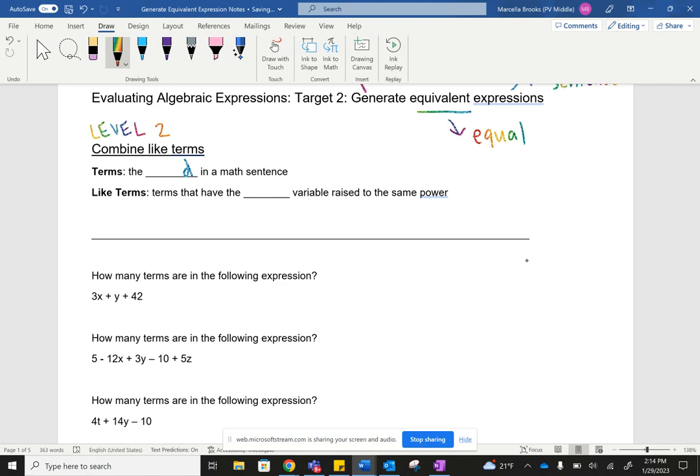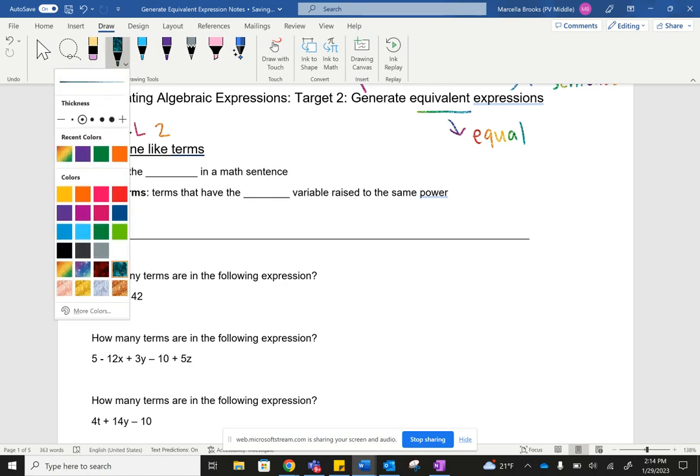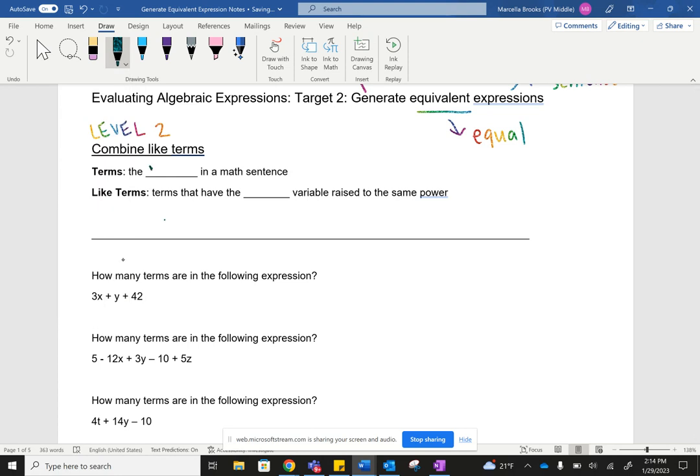You really can't read that, so I'm going to change out of rainbow into something else. Let's do this. The words in a math sentence. Like terms are terms that have the same variable raised to the same power. So we're going to look at what that looks like down here.